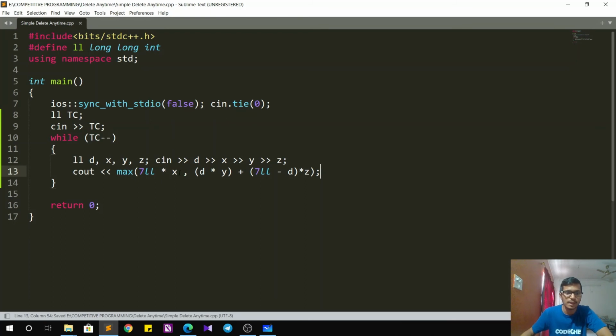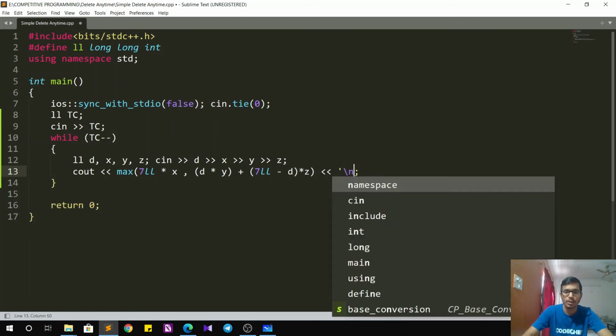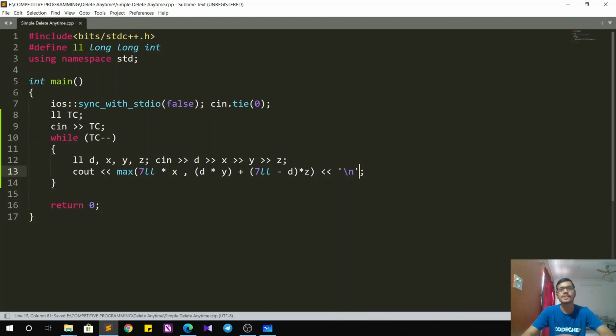So this is our first strategy, 7 into X, and the second strategy is D into Y plus (7 minus D) into Z. And whatever is the maximum, we have to output that. And don't forget that after each output, you have to give a new line, because each test case output should be given on a new line as per the problem. So that's it. This completes our implementation.